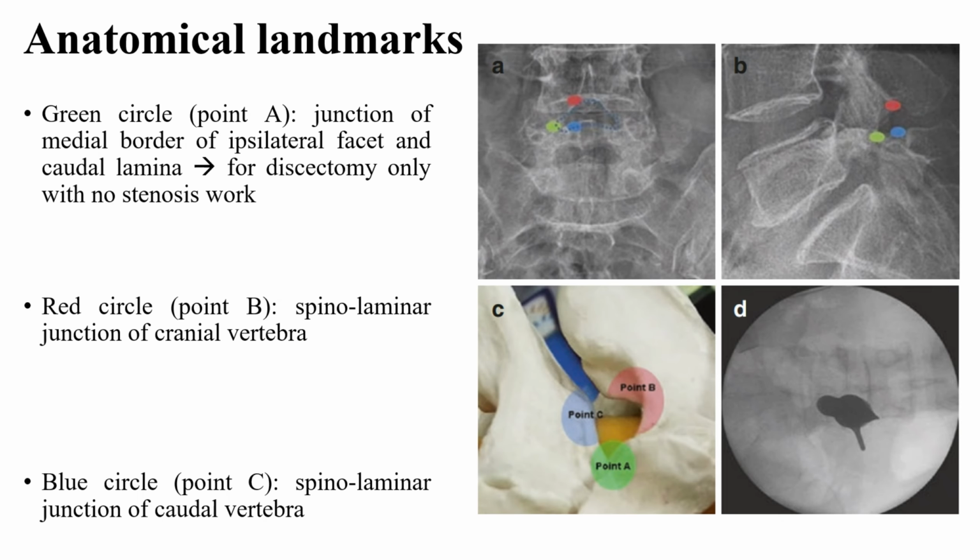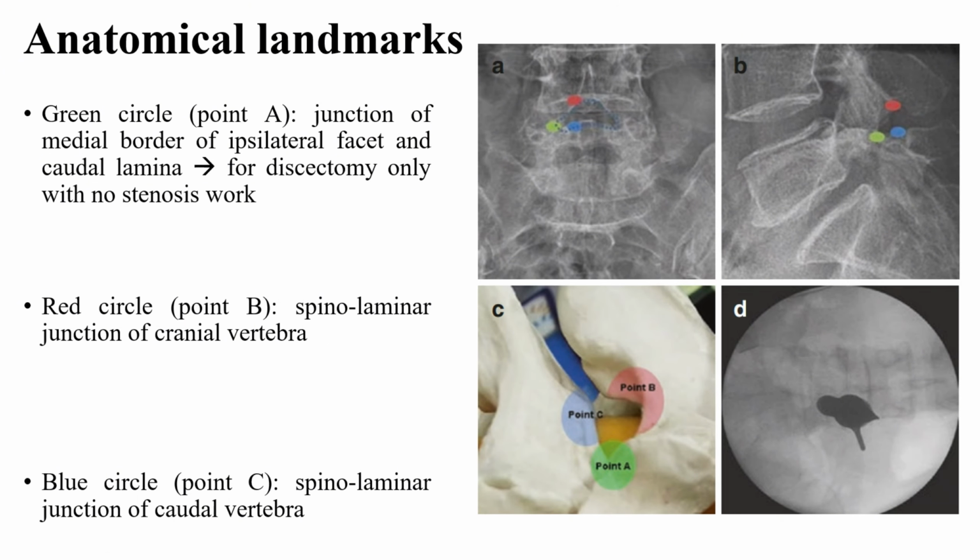What are the anatomical landmarks of the docking? First, you see this red circle and the green circle and the blue circle. The red circle is the most commonly utilized docking point. This red point is the upper spinolaminar junction or cranial spinolaminar junction. It is mainly used when you are dealing with stenosis work.